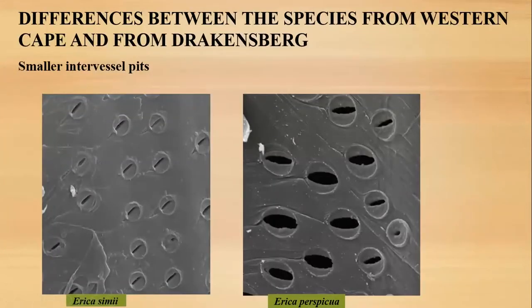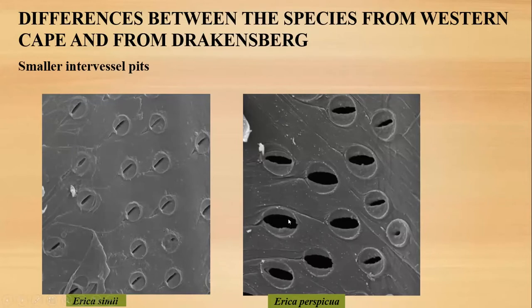Also, the intervessel pits show us, from the same photo, the scanning electron microscope shows us the detail that happened in the structure of wood. And these are the intervessel pits. We can see Erica simii from Drakensberg, while Erica perspicua is from Western Cape. We can see the differences, seeing their pictures.